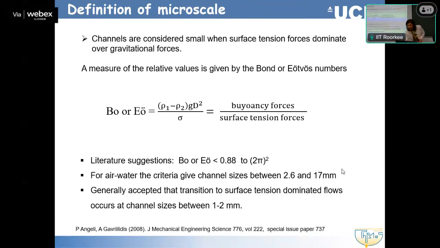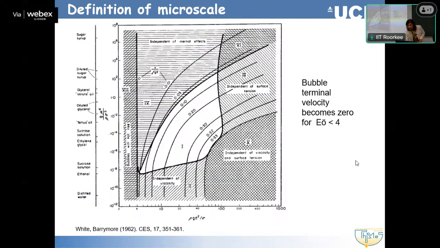And actually, this paper, the White and Barrymore paper, is quite old, but it's a very nice graph where they plotted the Bond or Eötvös number against this dimensionless number. This is the Froude number here. And what they showed is, this is a nice graph in an old paper.